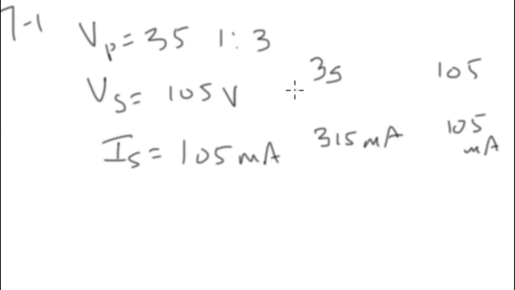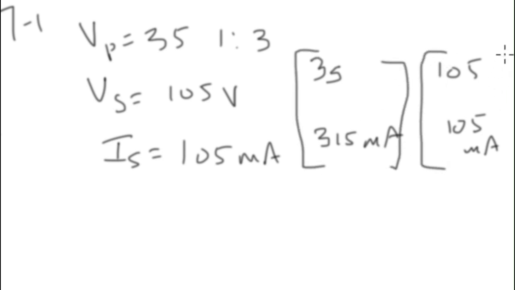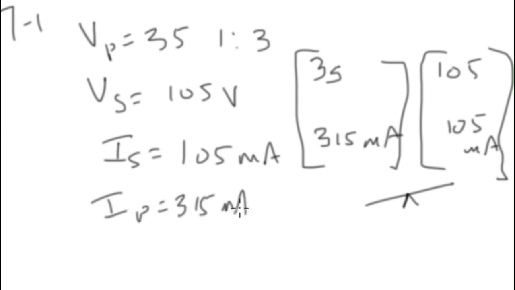So I have a small and a big over here. I have a small and I have a big over here. Do you see the balancing act? I've got a teeter-totter, and I'm trying to figure out how to balance these two. So I've got a small and a big and a small. So basically this is the right answer. So this would be my I primary, equal to 315 milliamps. That'd be problem number 1.